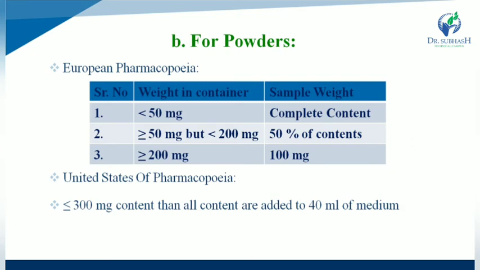According to European Pharmacopoeia, weight in container: if less than 50 milligram, the sample weight is the complete content. If more than 50 milligram but less than 200 milligram powder is present, 50% of the content is used for sampling, and if more than 200 milligram powder is present in a container, 100 milligram powder is used as a sample. And according to United States Pharmacopoeia, for less than 300 milligram content, all content is added to 40 ml of medium.